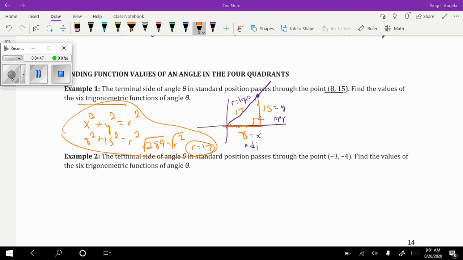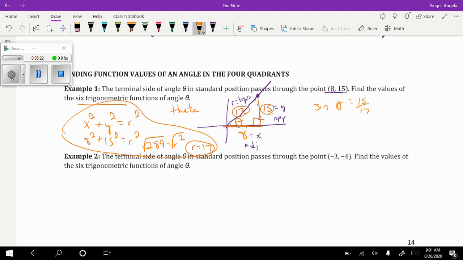So now I'm going to solve my 6 trig functions. So I have sine of theta, and theta is going to be a variable that we use in trigonometry. So instead of x, a lot of times we'll use theta, and it usually represents an angle measure. And it's spelled theta. Okay, so sine is opposite over hypotenuse, or y over r. So I'm going to say 15 over 17.